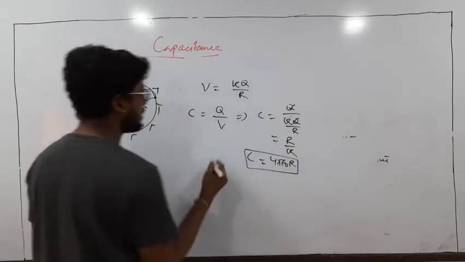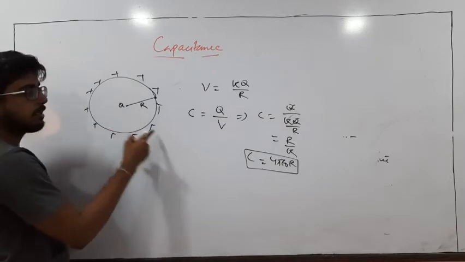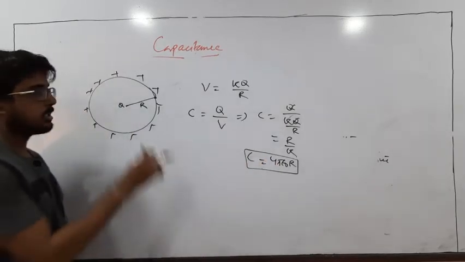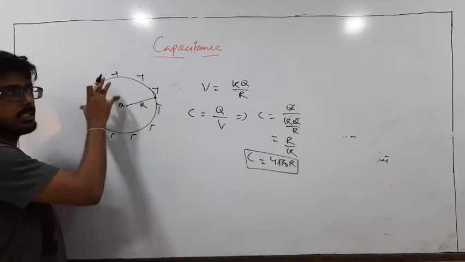That means the capacitance of an isolated spherical conductor is directly proportional to radius. If we increase the radius, the capacitance will increase. Clear?